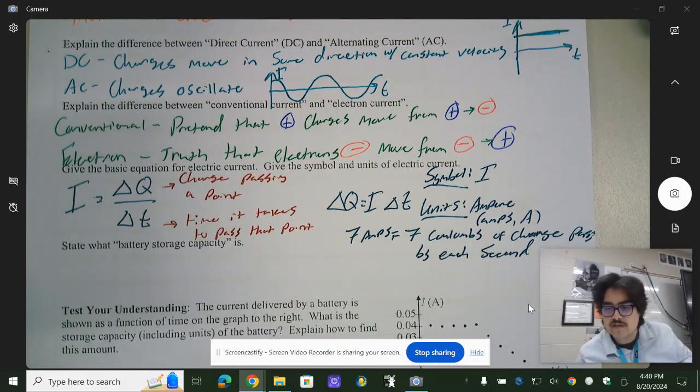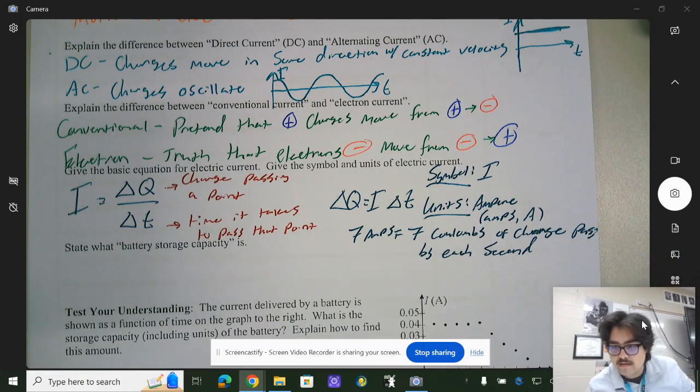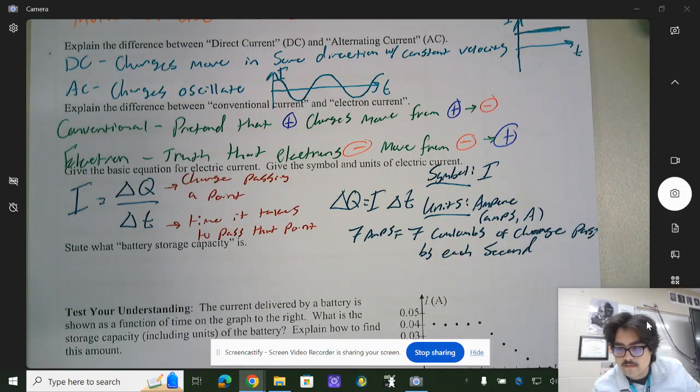I just realized my face is so big in here, like you can hardly see the notes. So let me do that.